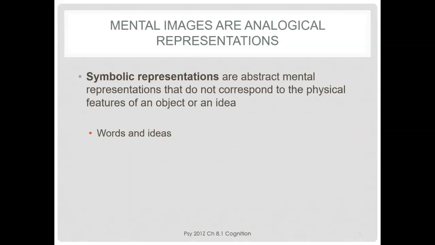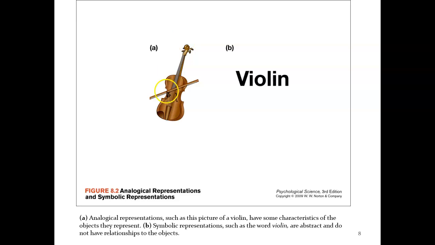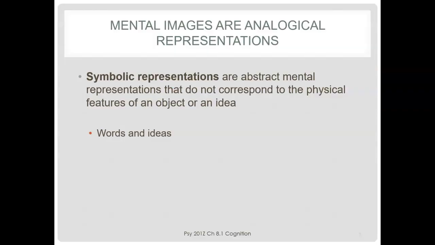So here we have an analogical representation of a violin, the actual picture of a violin. That is a representation that tells us about a violin. We don't have to explain a lot because people can see the object for themselves.